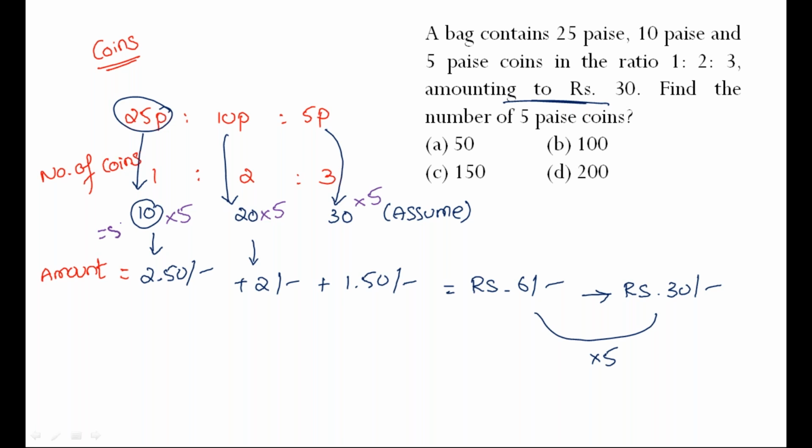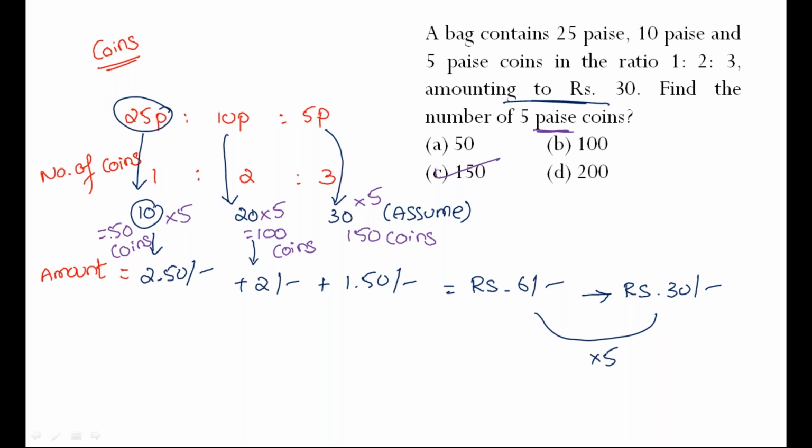What will happen now? 50, 100, and 150 coins. So 150 coins are 5 paise. How many 5 paise coins is there? 150. How many 10 paise coins is there? 100. How many 25 paise coins are there? 50. Guys, all of you, is it clear? See, such an easy method instead of equations. I don't know what is number of coins.